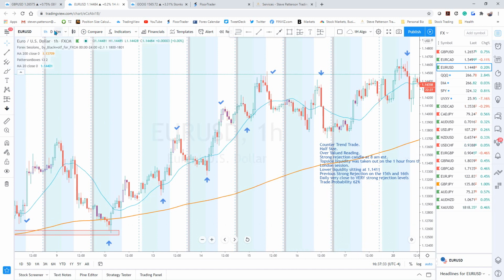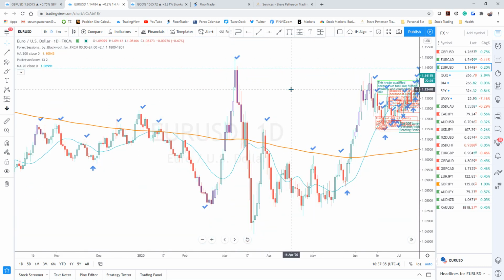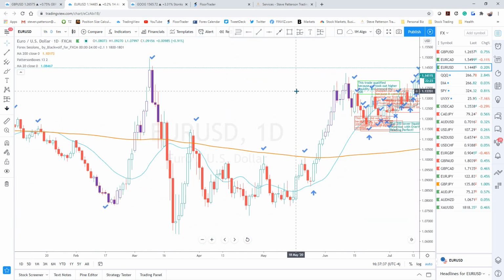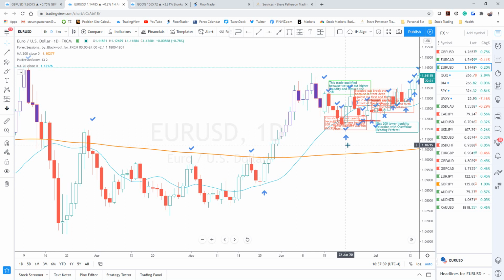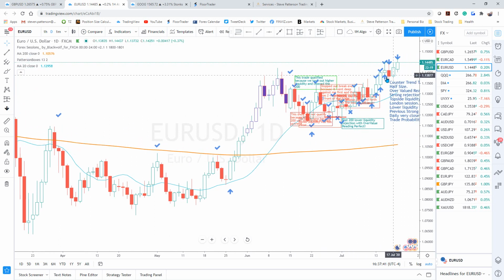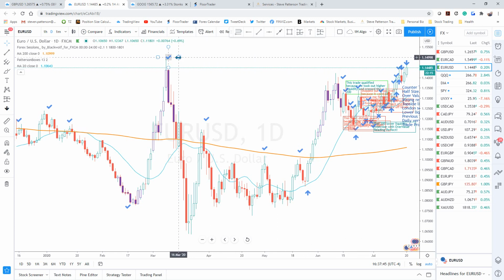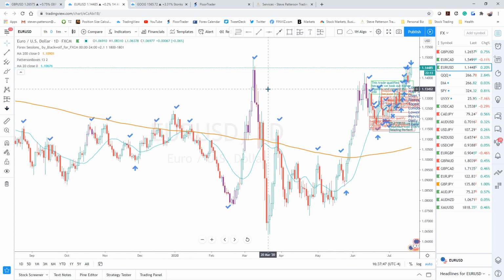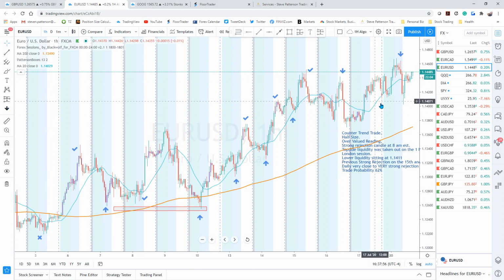The daily as well too. If we look at the daily, it's a bit harder to see here, but you can see I'm at a level here on the daily, and a big level here going way back to the March levels. So there's another reason why I took the trade on the 1 hour, and the trade worked out great.